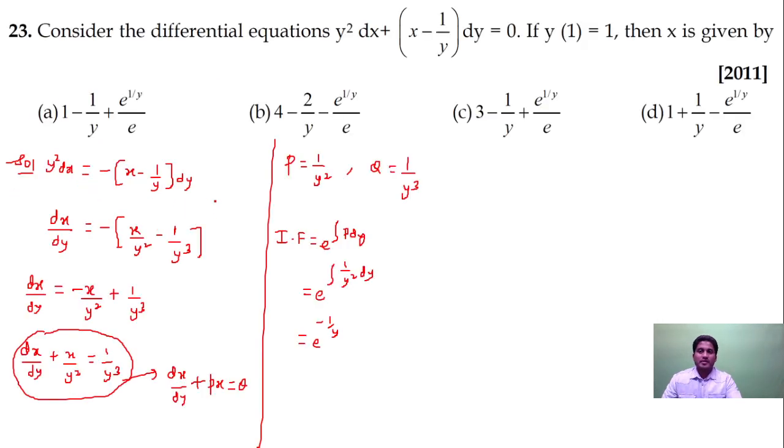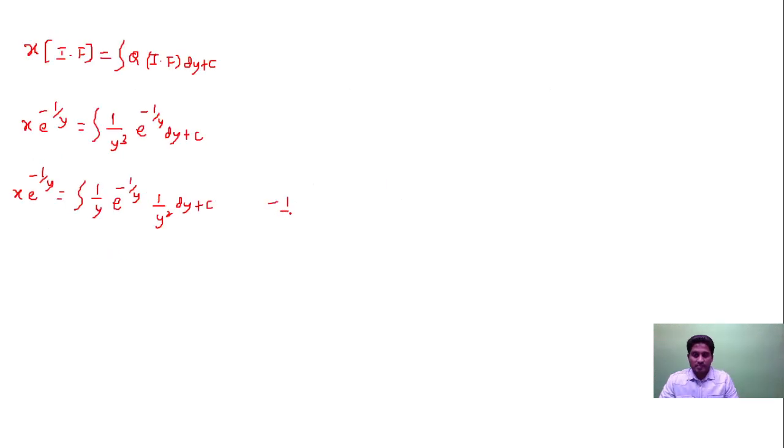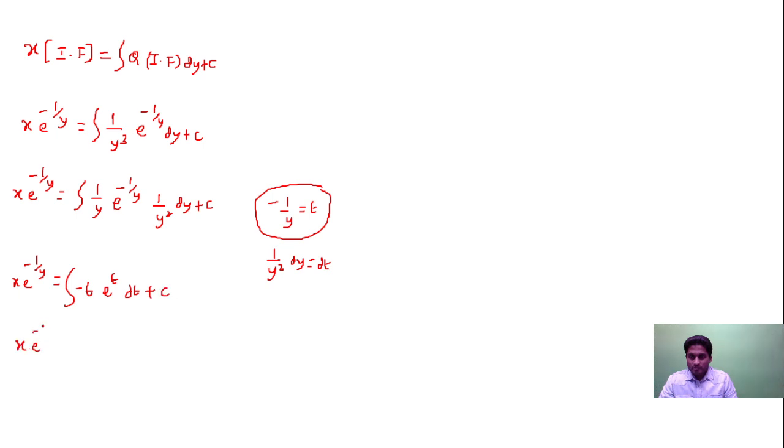Now what I'll do is I'm going to substitute minus 1 by y is equal to t. If I differentiate, 1 by y square into dy is equal to dt. So this becomes x into e to the power of minus 1 by y is equal to, 1 by y will be equal to minus t, so minus t e to the power of t, and 1 by y square dy will be equal to dt, plus c. So x into e to the power of minus 1 by y is equal to minus, first integration of second, minus integral of second, differentiation of t is 1, plus c.